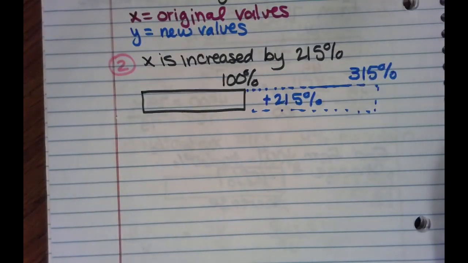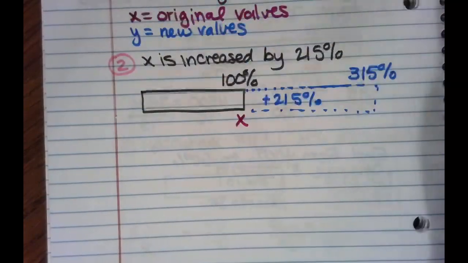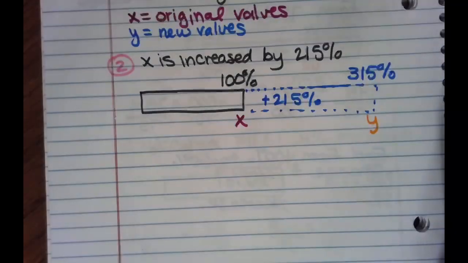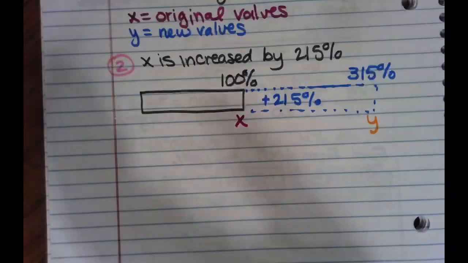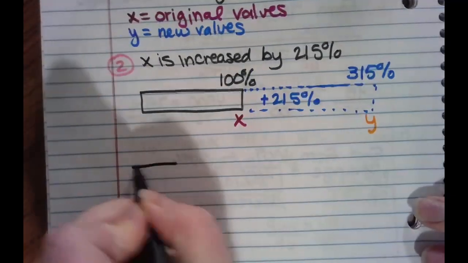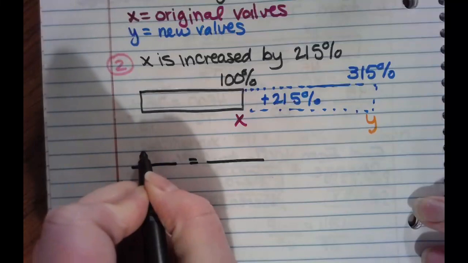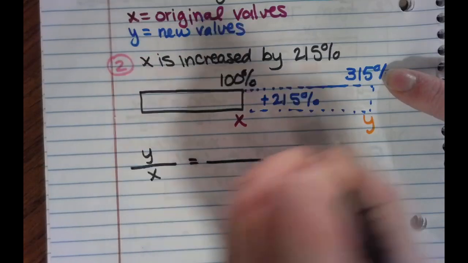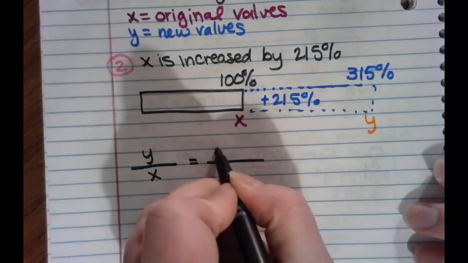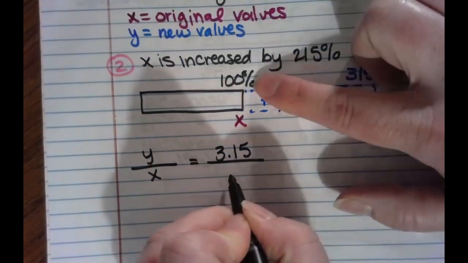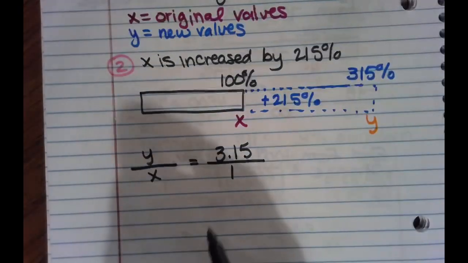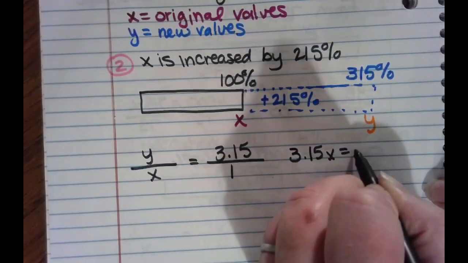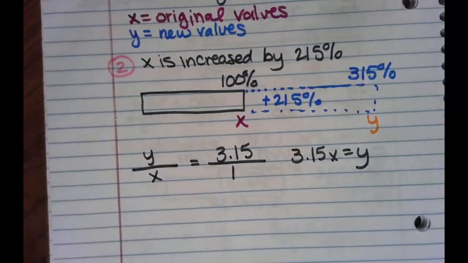Now we're going to call our starting value x and our ending value y, okay? Because x is always our starting, y is always our ending. Now we just need to write an equation. Again, we can set up this proportion, and we can say y over x equals, now again, we're going to write this as a decimal instead. So instead of 315%, remember we moved the decimal place twice, and this is actually 3.15. And 100% as a decimal is just 1. Okay? When we cross multiply and divide, we get 3.15x equals y, because remember 1 times y is just y. And there we go. That's your equation.